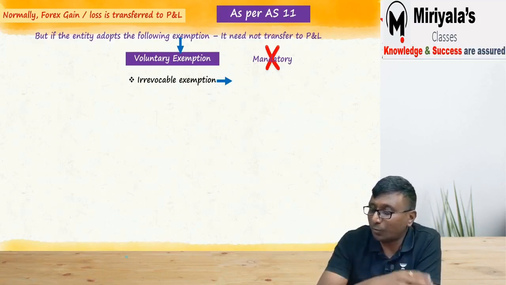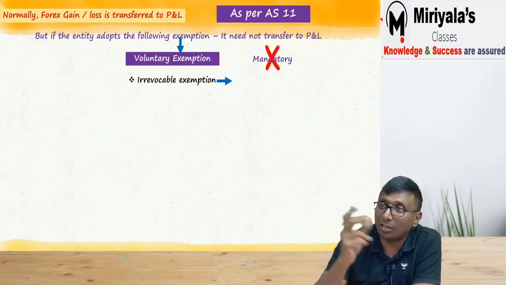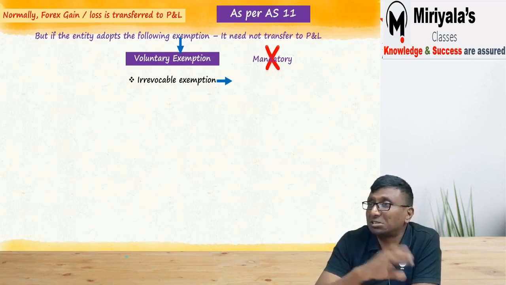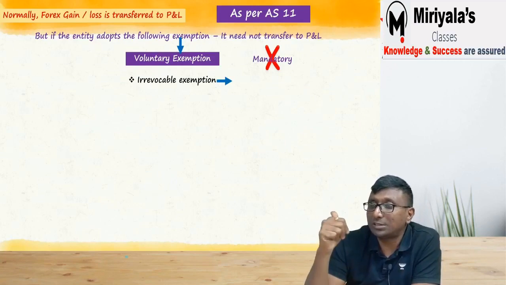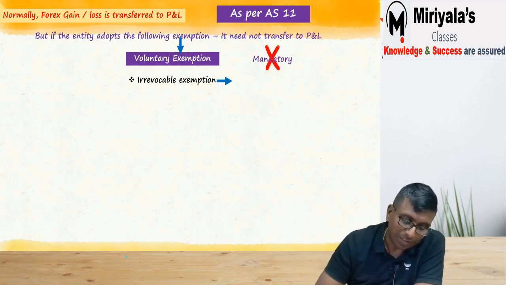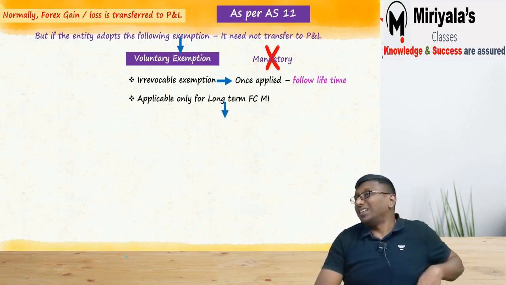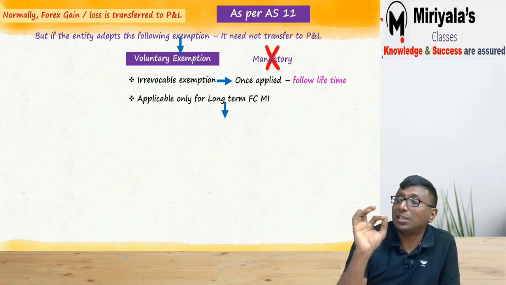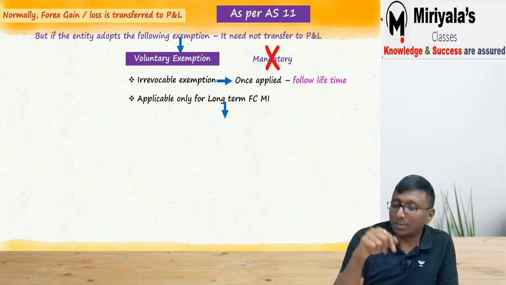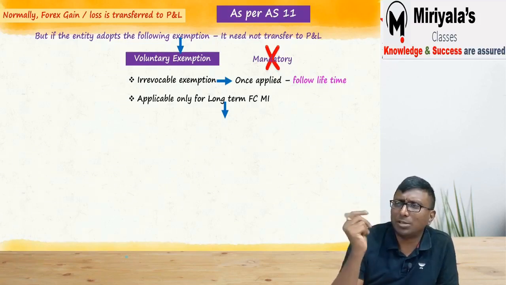Unless you jump from AS to Ind AS, now I will give you relief. But otherwise, you don't have a way out once you follow this exemption. If you tick, it is over. Irrevocable means once applied, you have to follow it for lifetime. And these exemptions are applicable only for foreign currency monetary items, FCMI, that is long term, LTFCMI, long term foreign currency monetary items. What is long, sir? Long means about 12 months.